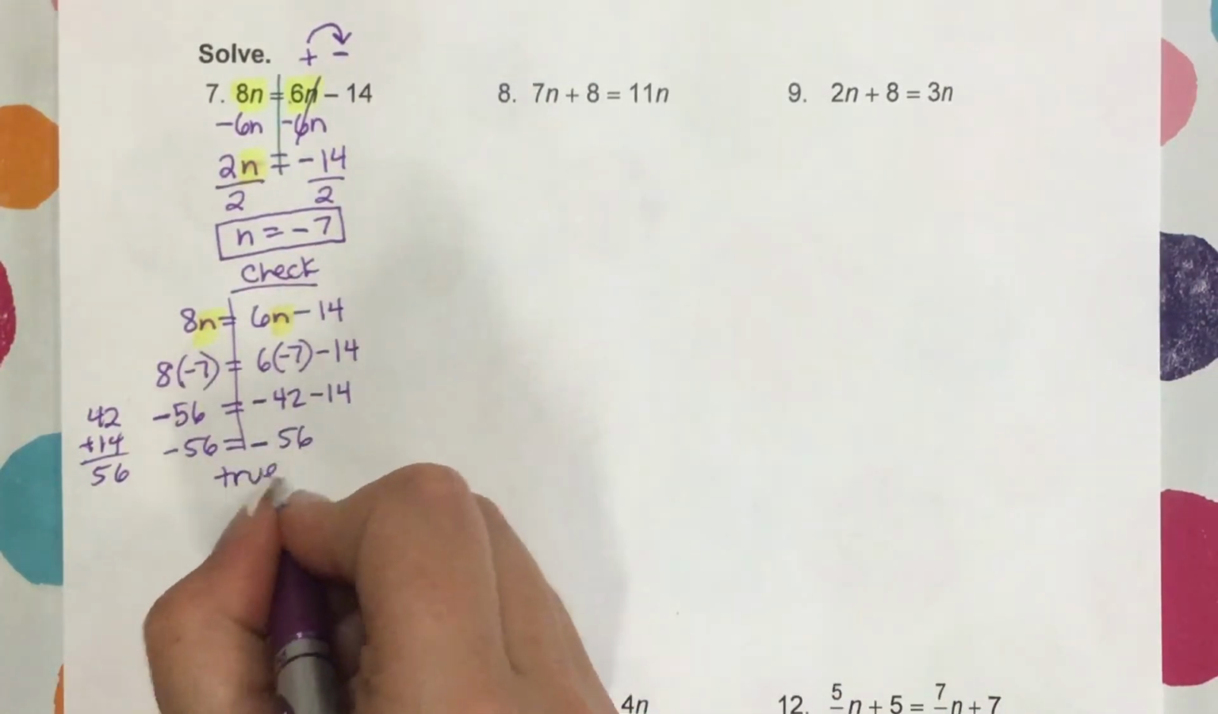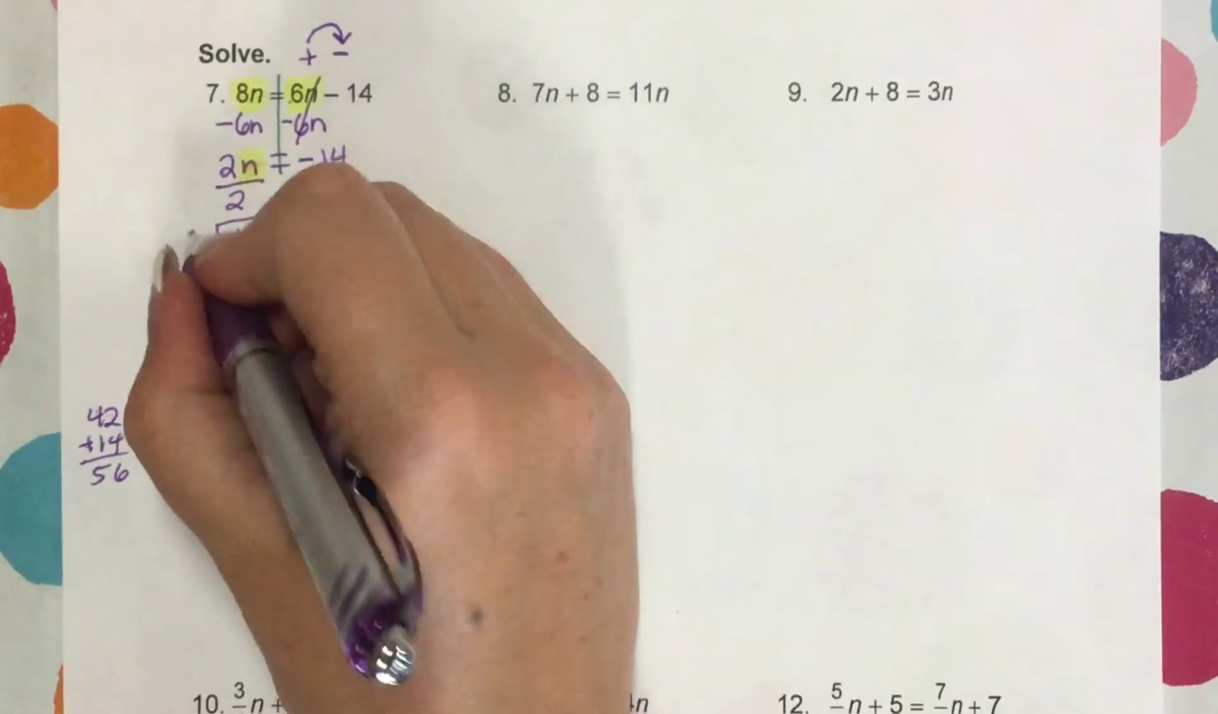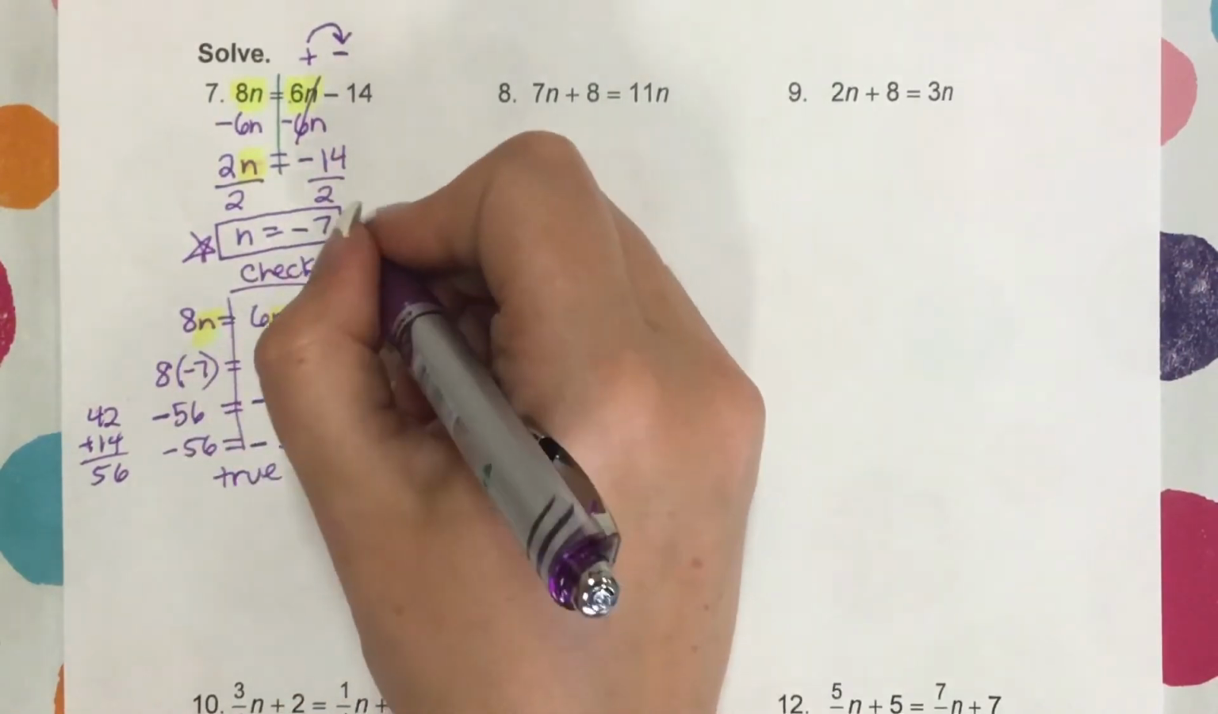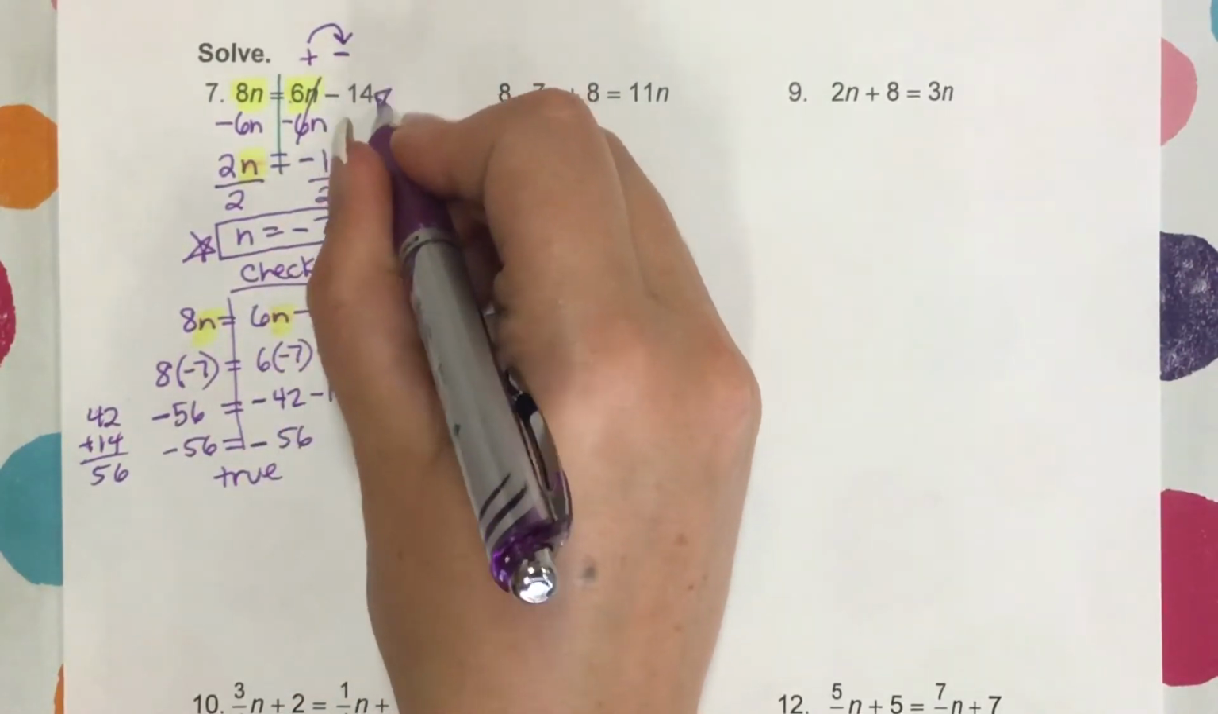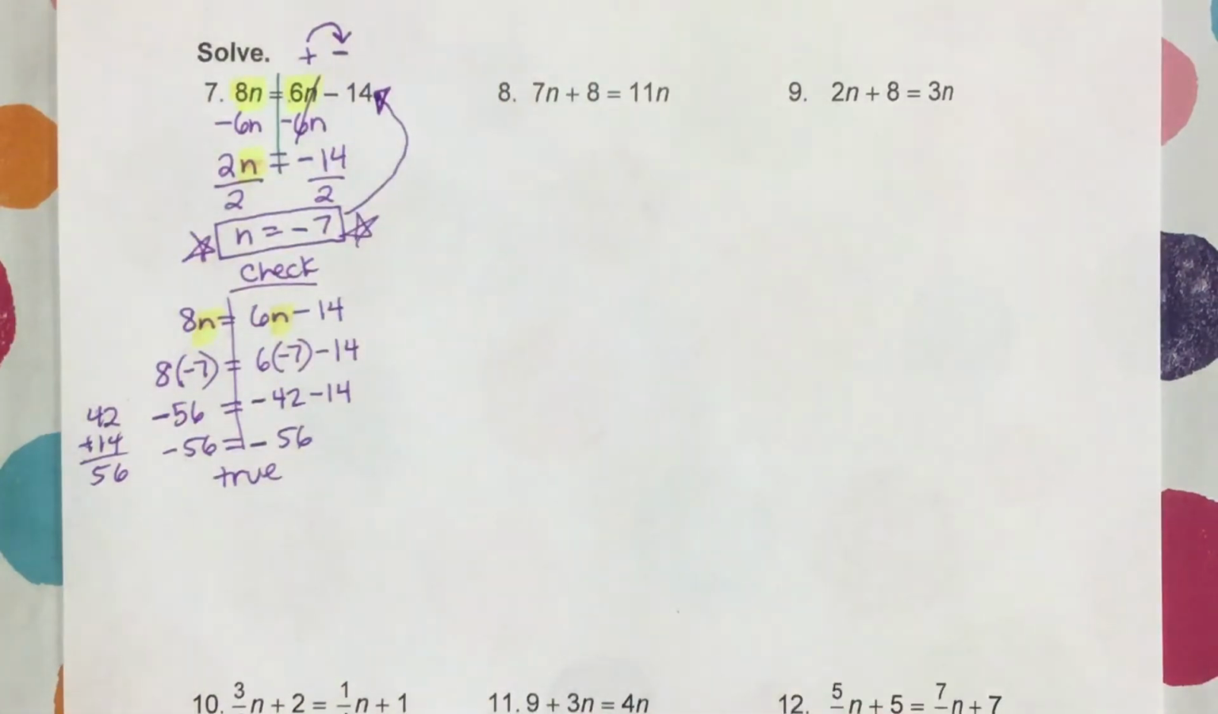So it's a true statement. So if you got that right, great job. Our answer is n equals negative 7. That is the solution to this equation right here. Perfect. Okay, on to problem number 8.